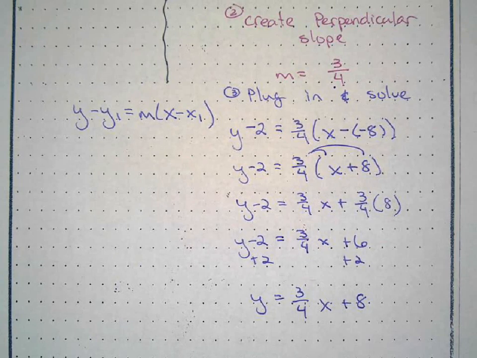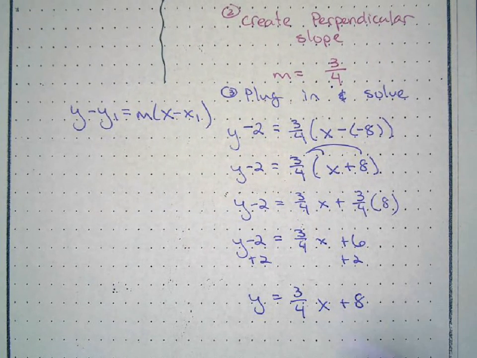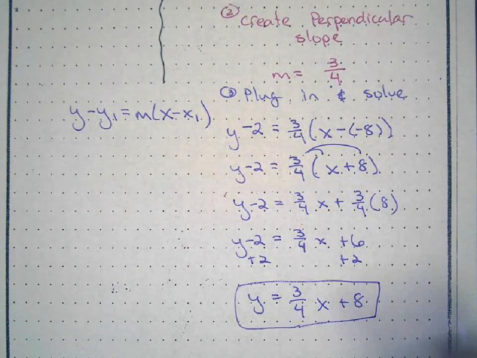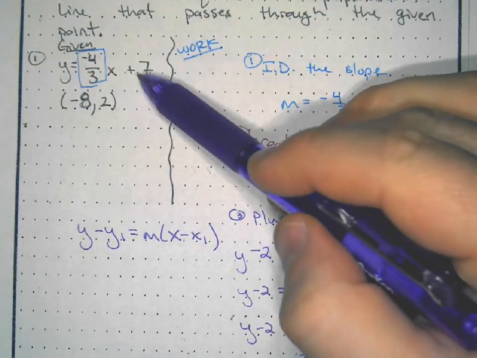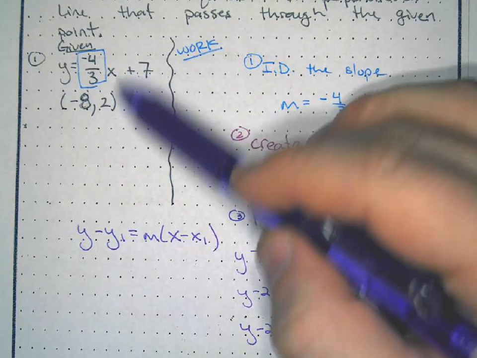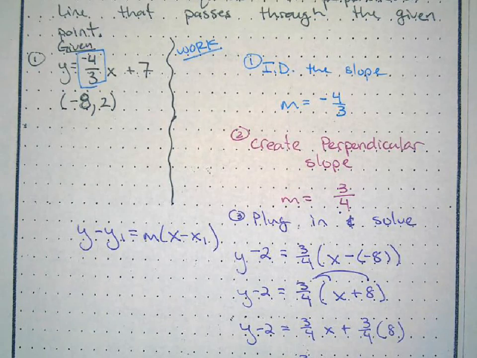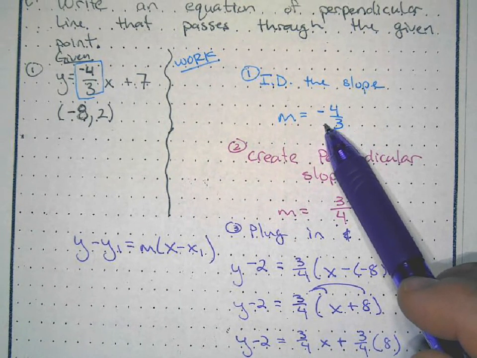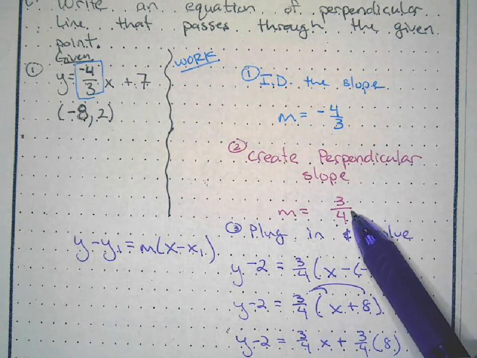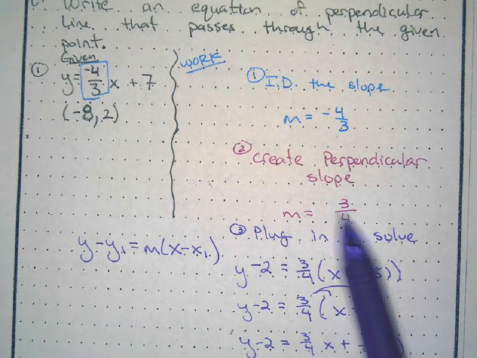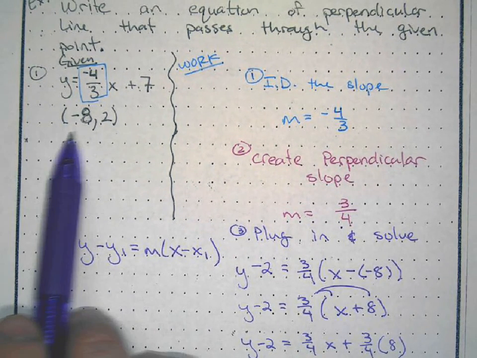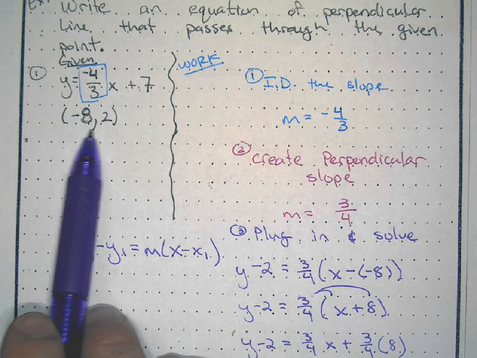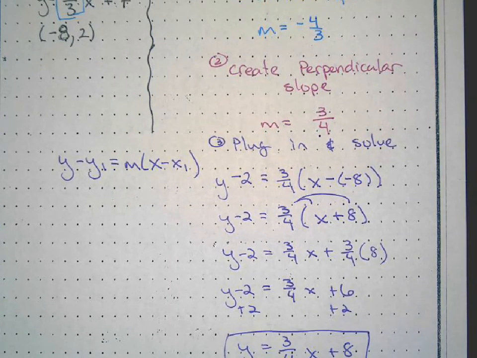Okay, so there's another example on how we can find the equation of our line. If we're given an equation of a line and a point, we can build a new line equation that's perpendicular by first identifying the slope, flipping it and making its opposite, plugging our new slope in and our point in, and then solving for y.